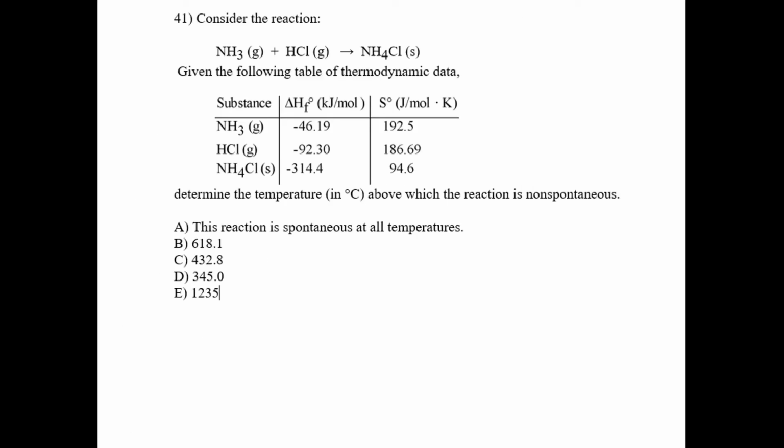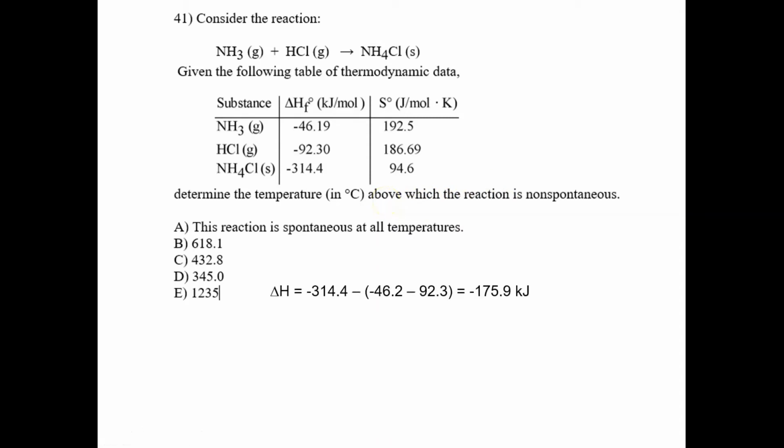Let's consider this reaction. This is the reaction of ammonia gas with hydrogen chloride gas to give solid ammonium chloride. And so given this table of thermodynamic data, which doesn't give us delta G values for these substances, but it gives us delta H, standard enthalpy of formation, and standard entropies for all these substances, determine the temperature in degrees Celsius above which the reaction is non-spontaneous.